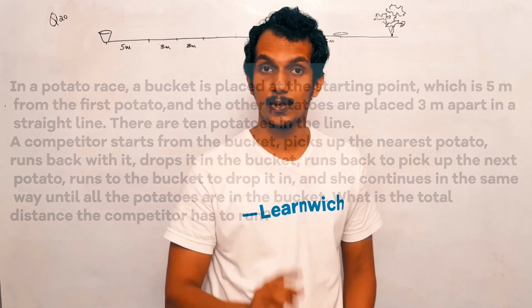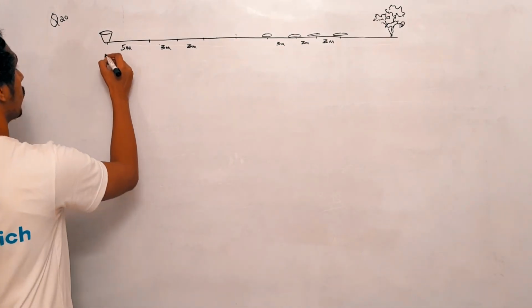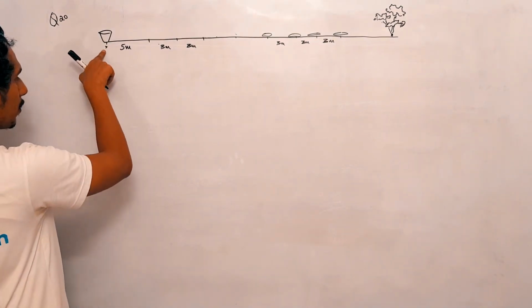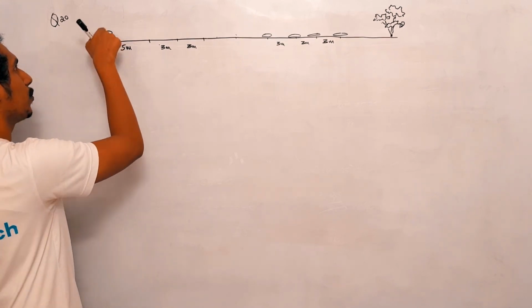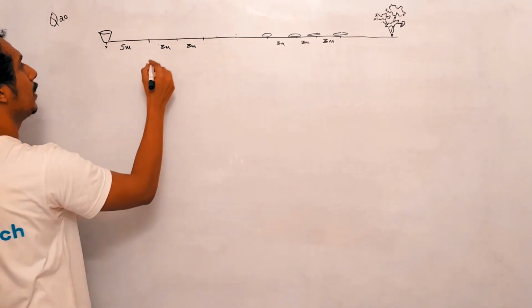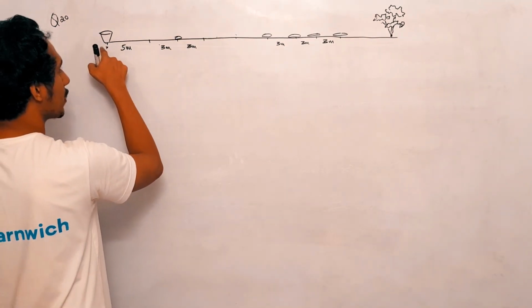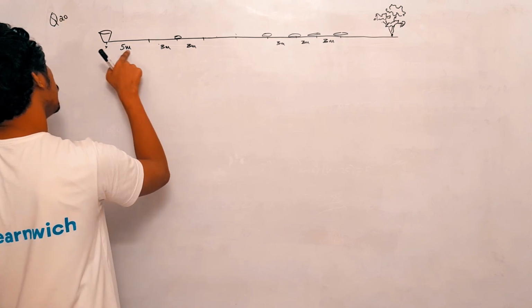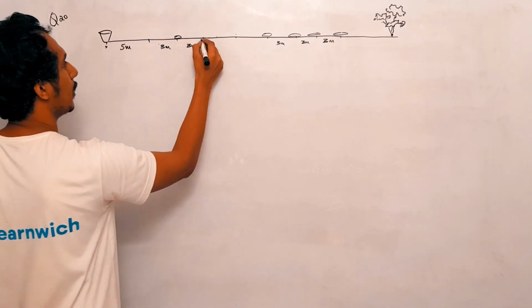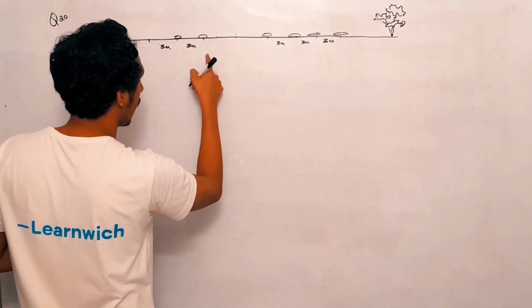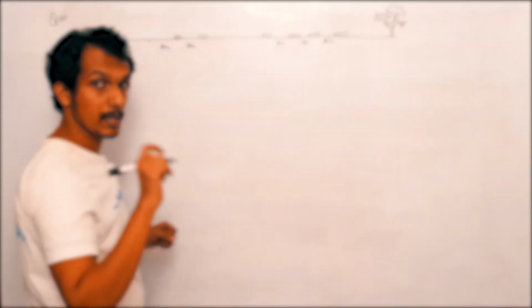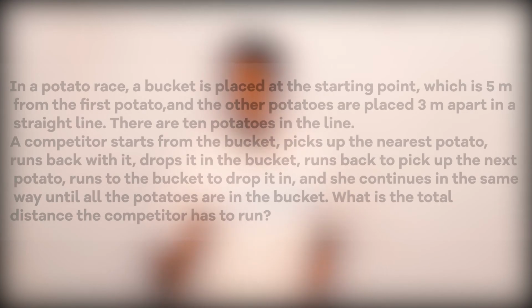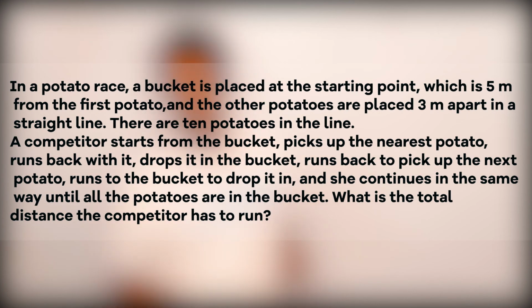So what does it tell you? A person starts from here, runs to the first one, then goes back to put the potato in the bucket. Then the next potato will be here. So she has to run again, come here, bring it back and put it in the bucket. Then the third one is here. So she has to run again till here, then run back and put it in the bucket. She continues in the same way until all the potatoes are in the bucket.